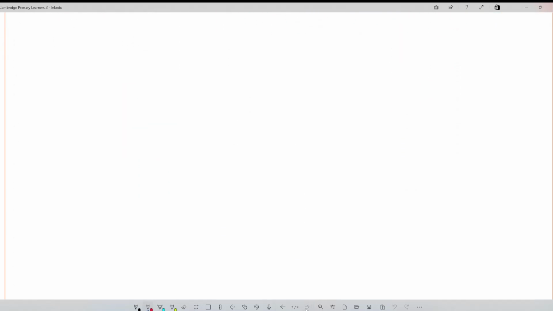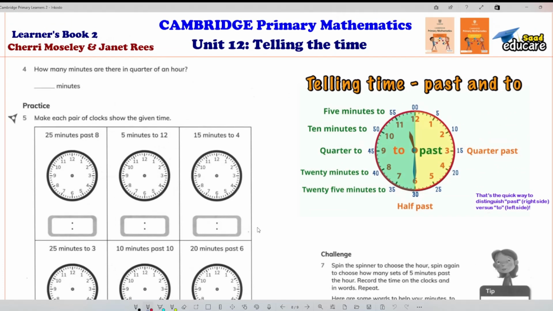Now another problem, which is: how many minutes are in a quarter of an hour? So just remember, quarter means what? Quarter means 15. So how many minutes are there in a quarter of an hour? It should be 15 minutes. So in this video we are going to stop here. We have solved 4 math problems based on telling the time.